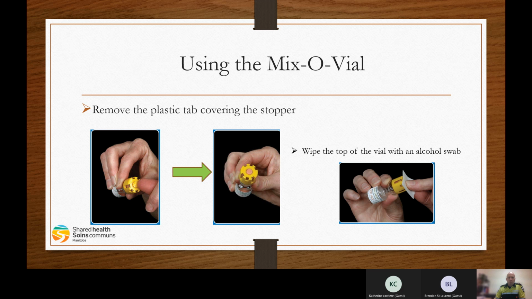So the next step would be to remove the plastic tab covering the stopper at the top of the vial. You take that off and that exposes the rubber stopper that you're actually going to draw your medication out of. It's recommended that once you've taken off that plastic tab covering the stopper, that you swab it with an alcohol swab to make sure there's no debris or anything left there after you took the plastic tab off.